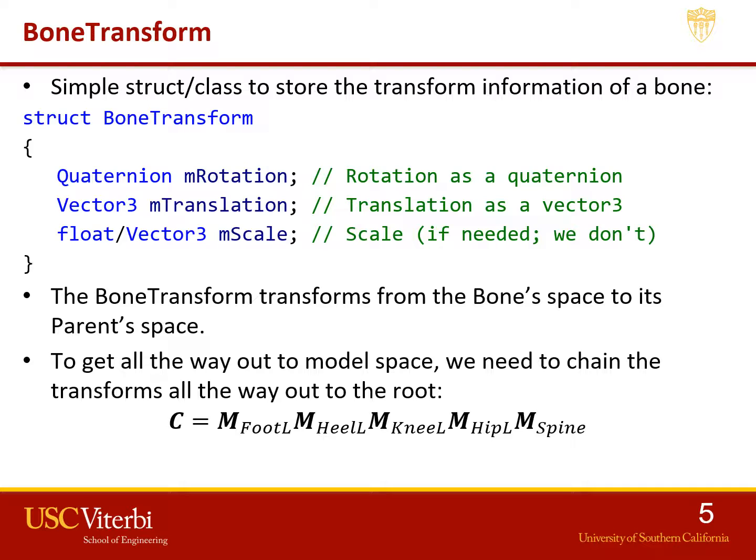All right, so we are going to store the transform for each individual bone. As I mentioned, we're going to have rotation, we'll have translation, and possibly we'll have scale. Sometimes we just don't support scale. Sometimes we're going to support a fully three-dimensional scale.